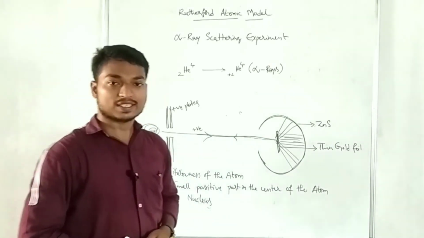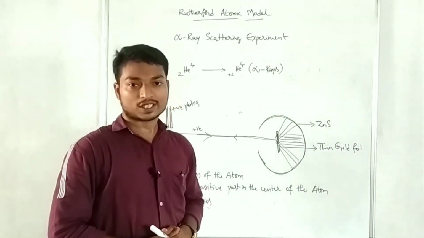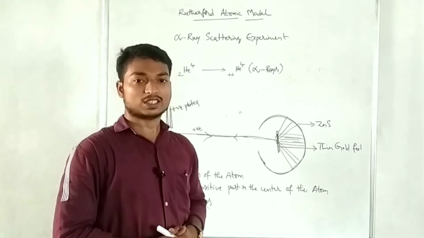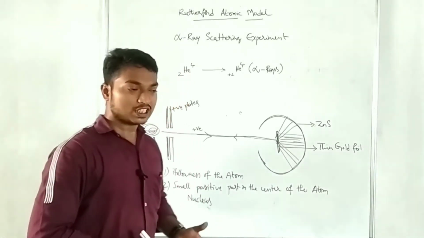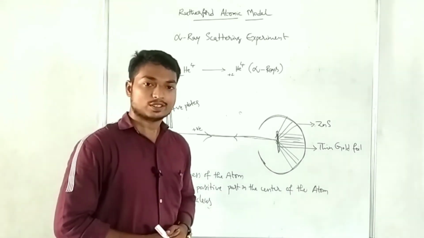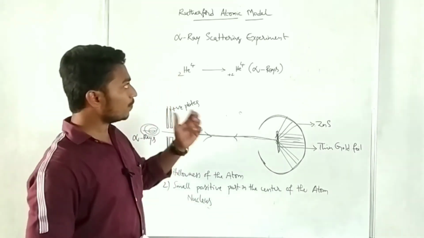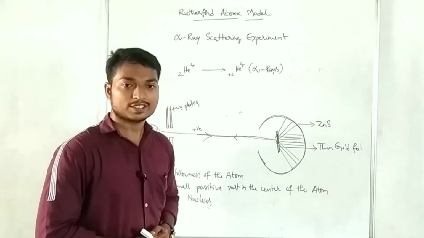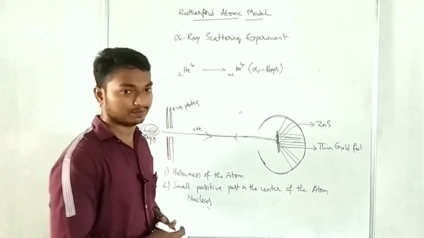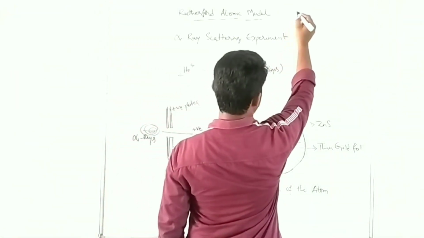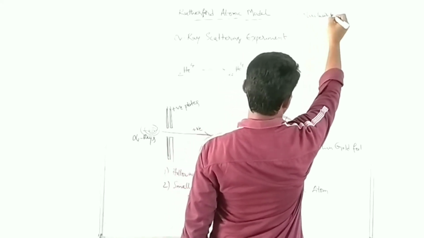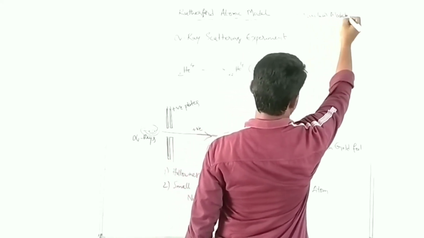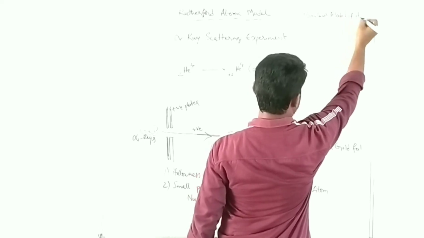In this nucleus, there are positively charged particles. Those are nothing but protons. He told that. So firstly, this nucleus was discovered by Rutherford. Hence, this atomic model is also called the nuclear model of the atom.